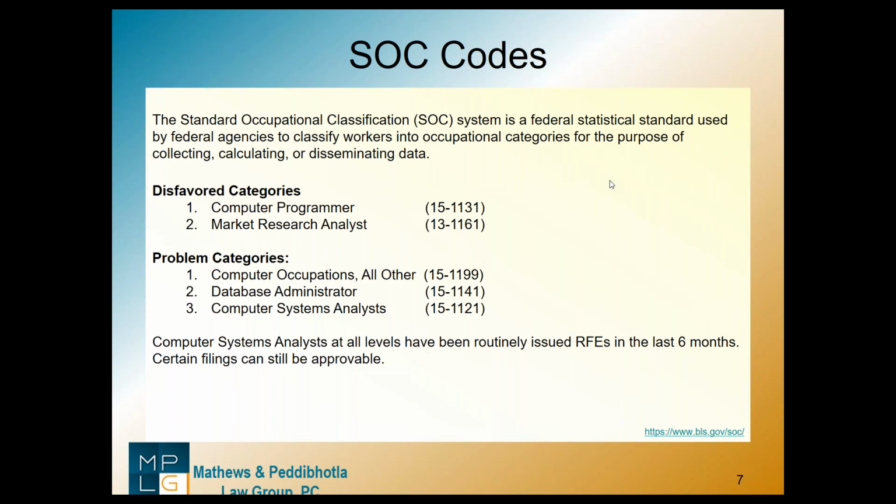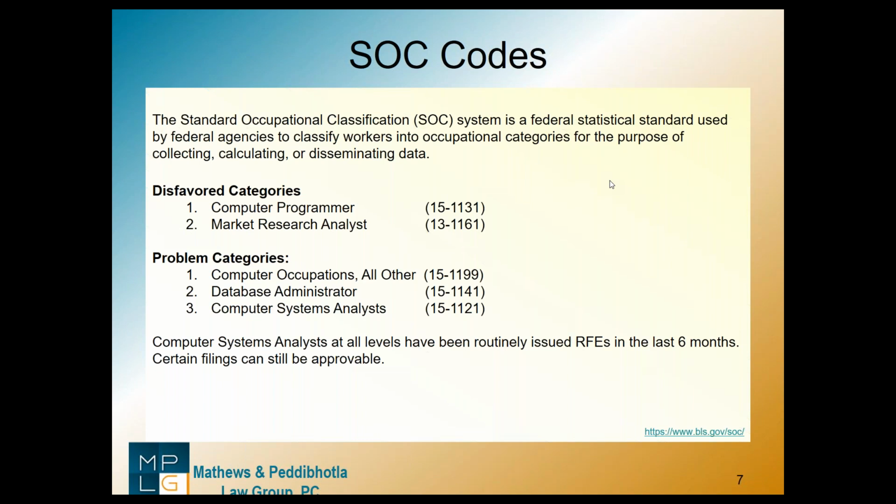Our firm participated in a business immigration attorney roundtable a couple of days ago, and what we're starting to see, not just at our office but across the board, is the issuance of RFEs and even some denials in the computer occupations all other category. So what falls under that category? That could include your database architects, your QA analysts, your business intelligence analysts, your project managers. We were talking about how OOH has certain pages for certain occupations.